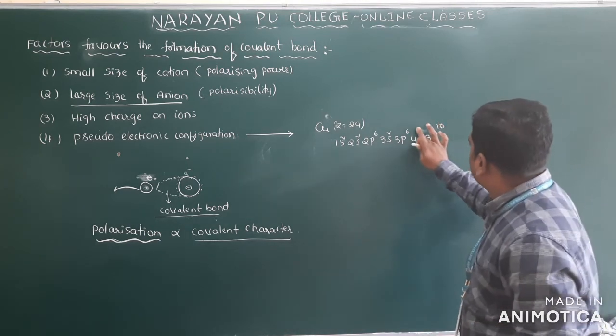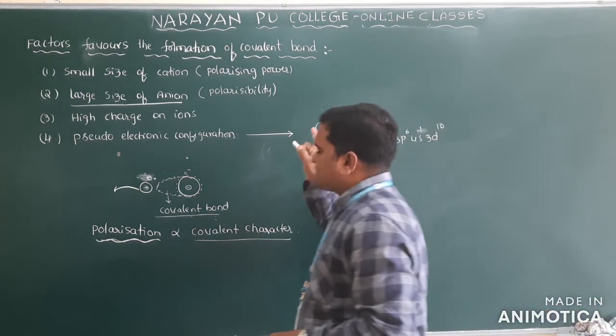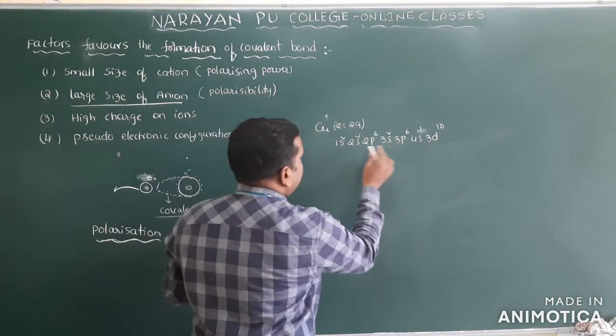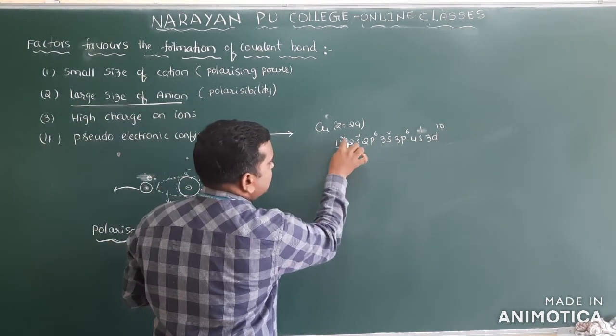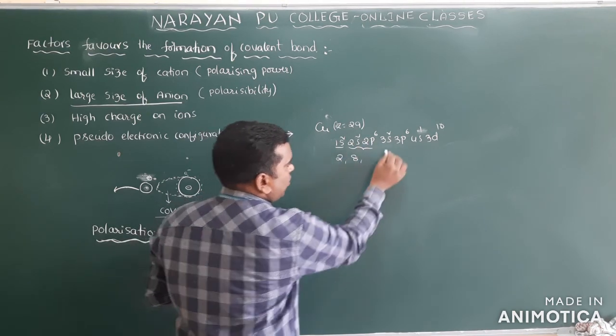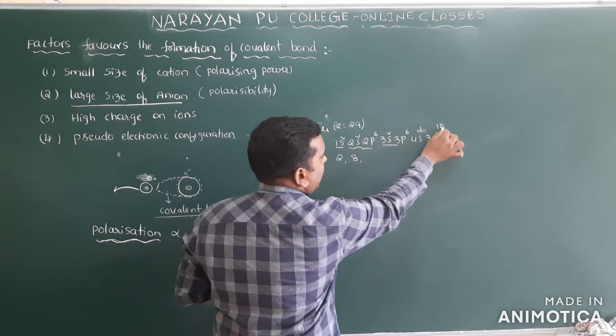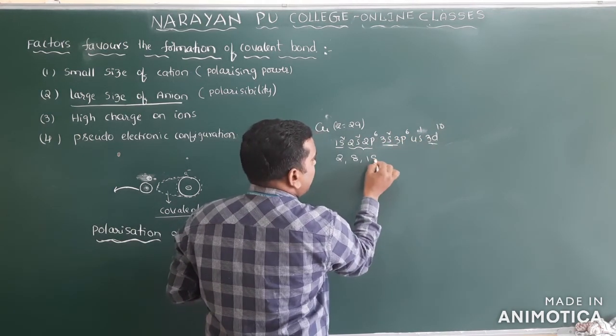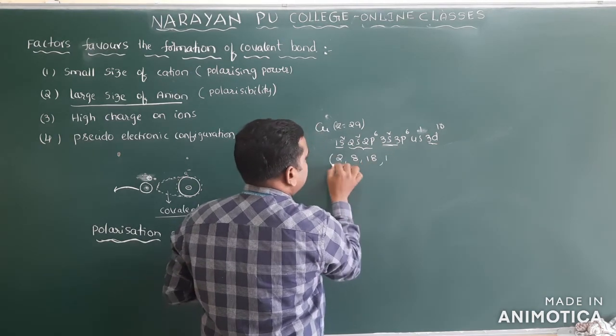Clear? So this is 4s2, 3d. Actually, this is the exceptional configuration we have already studied. Now I am writing here: 2 electrons in the first cell, in the second cell 8 electrons, and in the third cell 18 electrons, because 3 is there, that is the third cell. 10 plus 6, 6 plus 2, makes 18 electrons.